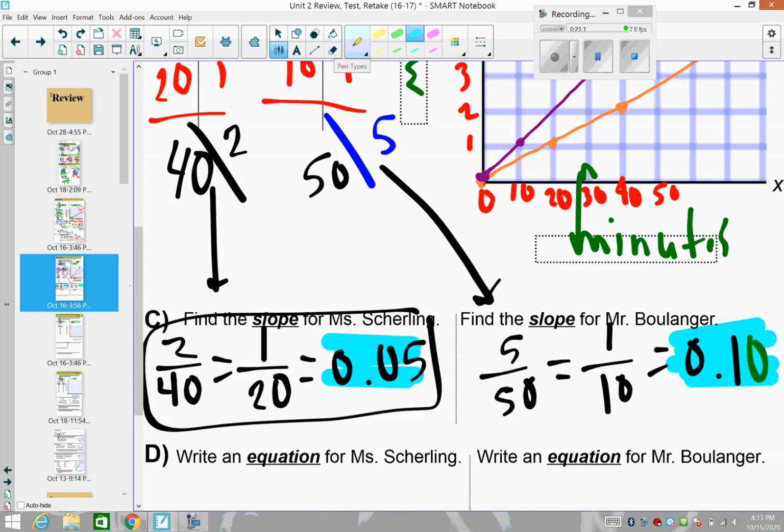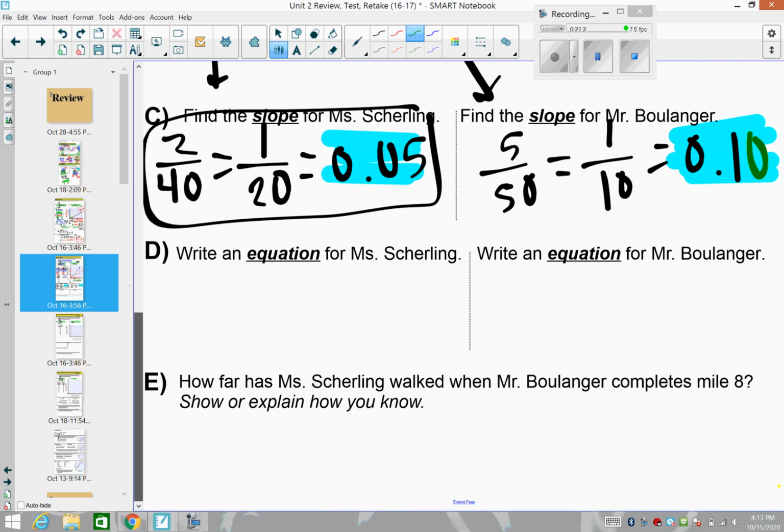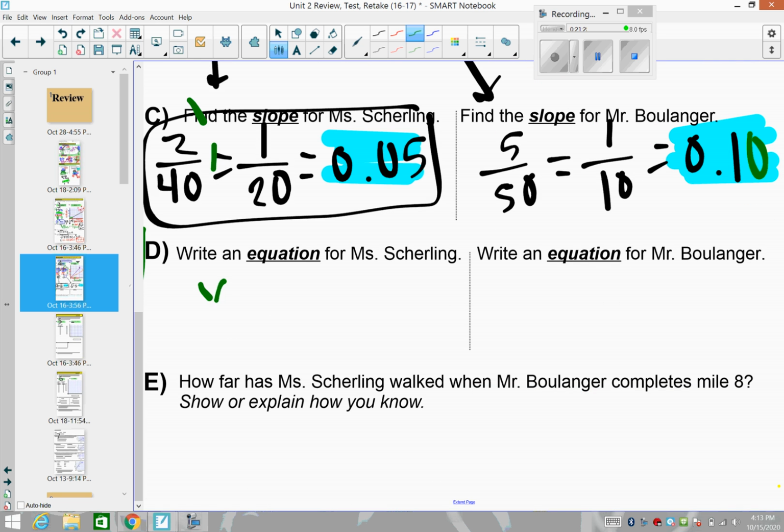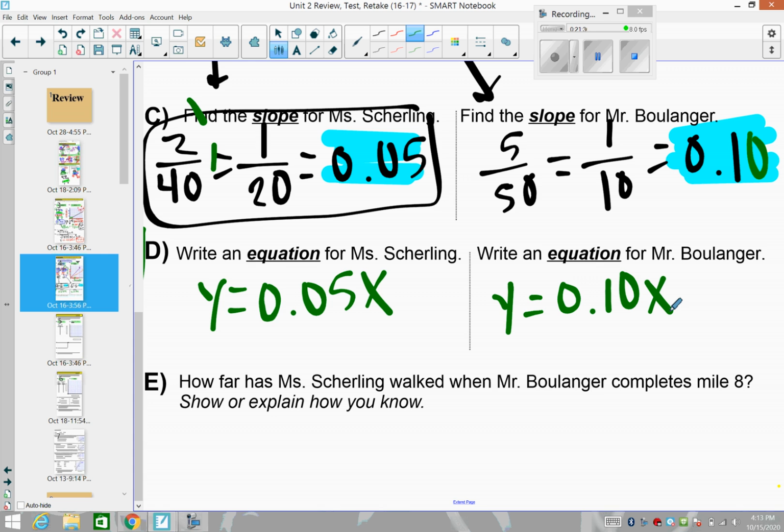Write an equation for Ms. Shirlene. So we're going to go ahead and write that equation for Ms. Shirlene. So we get y equals 0.05x. And Mr. Boulanger, we get y equals 0.10x. And of course, that 0 placeholder does not have to be there. So that's the 2 equations. I'm going to let you pause and catch up if you need to. I'll pause the video as well.